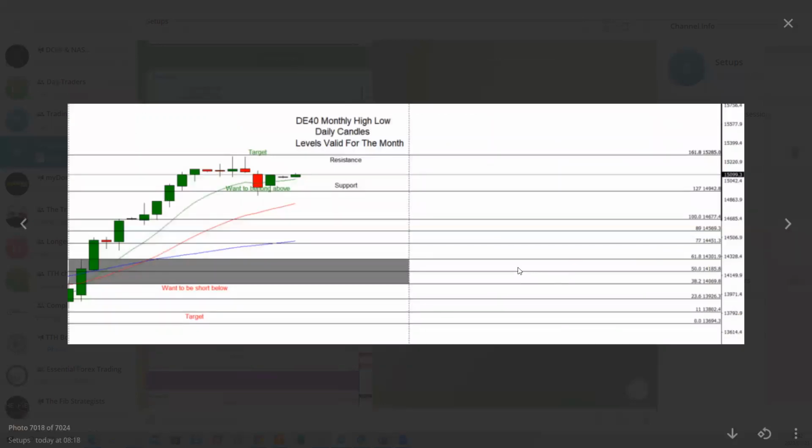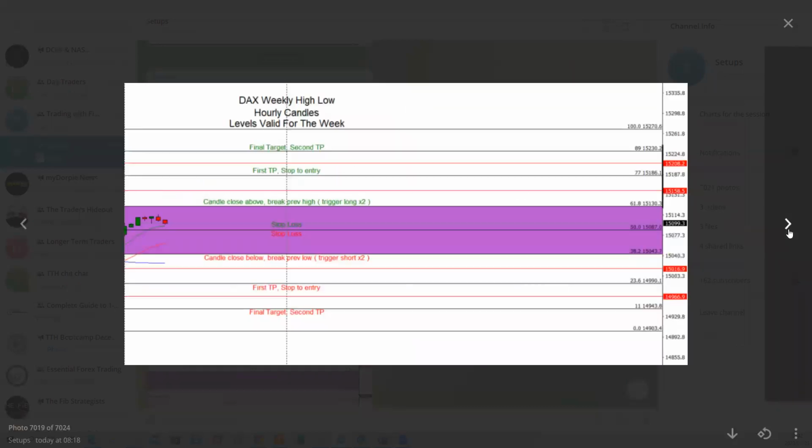On the DAX monthly high-low, currently two levels of 127 and 161.8. If you look at moving averages, 8 is above 21 above 50. That's indicating trend is up. So what we're looking for now still is the 161.8 target level.